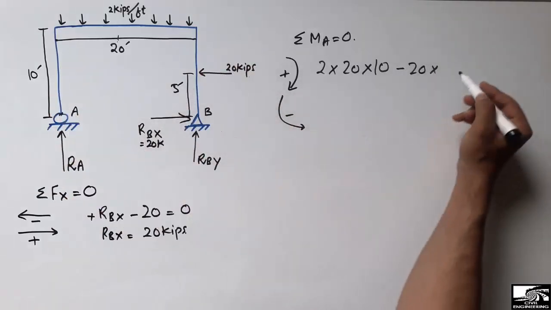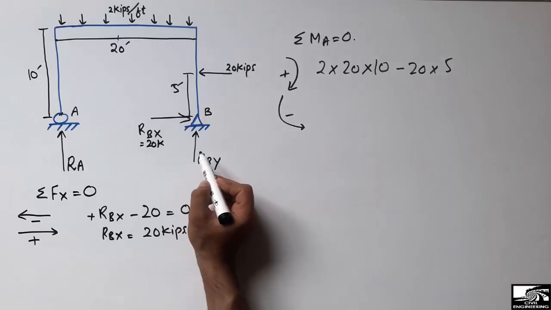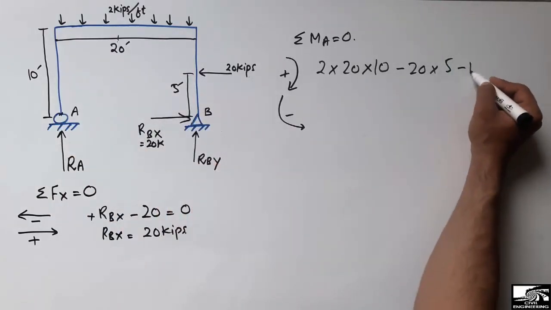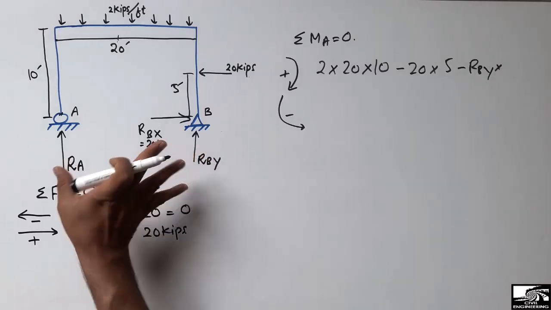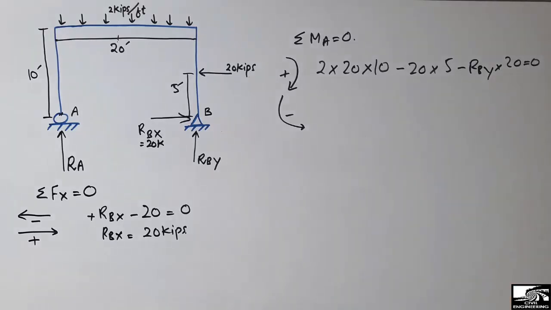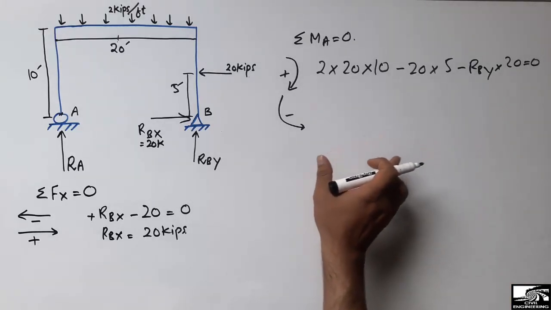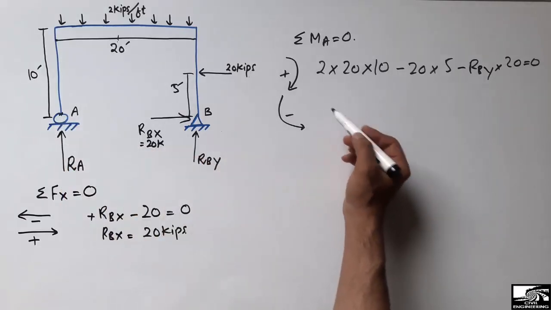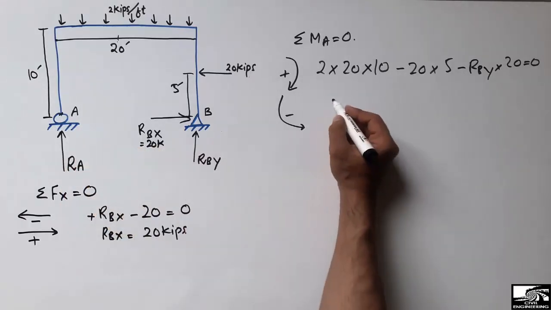You can see here 5 foot, 5, and this force is also acting in the anti-clockwise direction. So again, minus Rby multiplied by the moment arm, which is 20, is equal to 0. The summation of all moments at point A should be 0. So we find all the moments at point A.